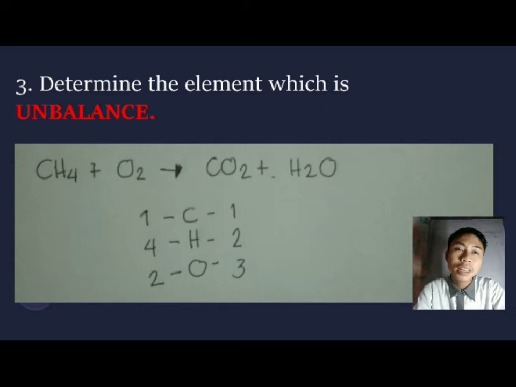Okay, determine the element which is unbalanced. In the chemical equation CH4 plus O2 producing CO2 plus H2O, ang hindi balance are the hydrogen and the oxygen.